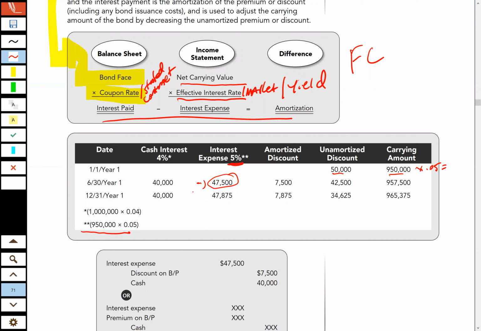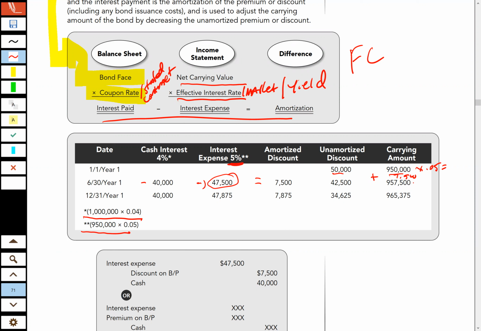Then I'm going to compare that to the cash interest, and the cash interest is going to be what? The million times the 4%, or 40,000. That difference is the amount of discount that will be amortized. And then what I do is I take that 7,500 and I add it to the previous carrying value. So amortization of discount increases the carrying value of the bond, right? Okay. And when I do, that increases the carrying value.